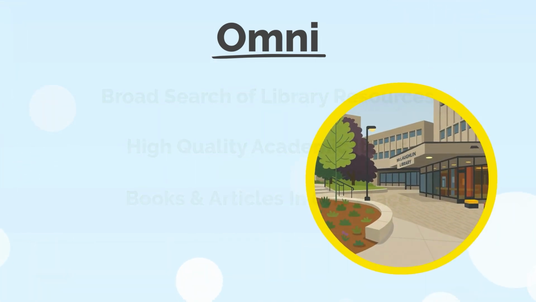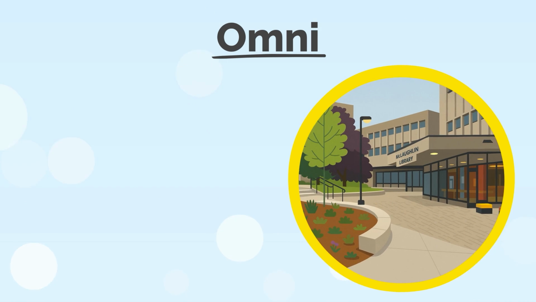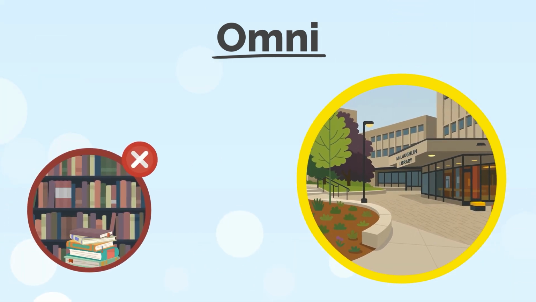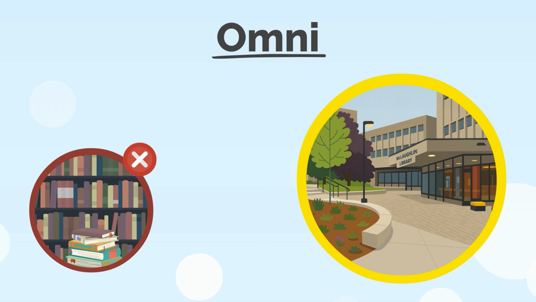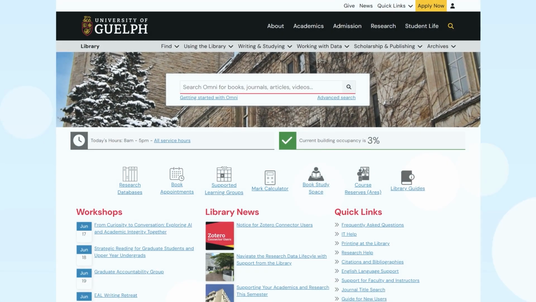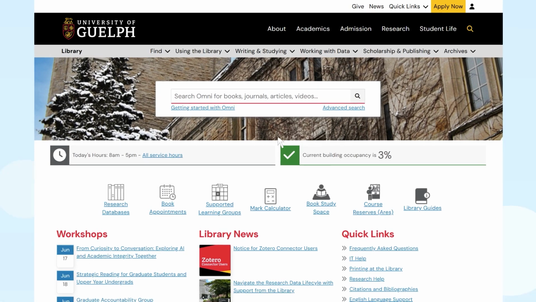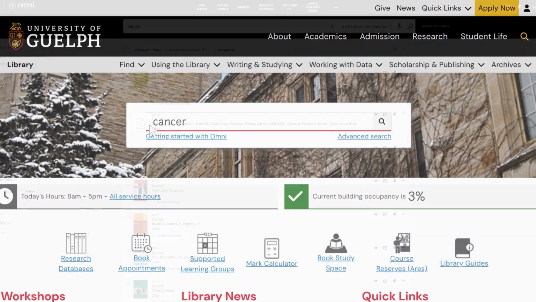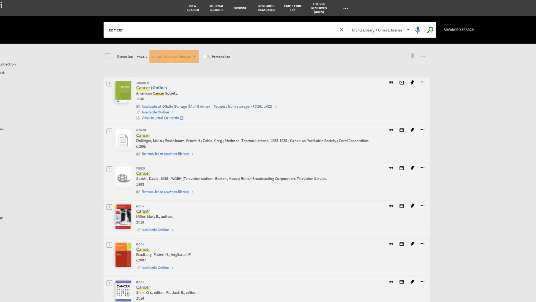A disadvantage of Omni is that it only shows what the U of G Library and Omni Library partners have. Materials outside these collections may not appear. Also, because Omni covers such a wide range of items, some searches may still yield very large result sets that need further refinement. For example, if you search for the term cancer, you receive over 8.8 million results covering everything from clinical studies to personal narratives.